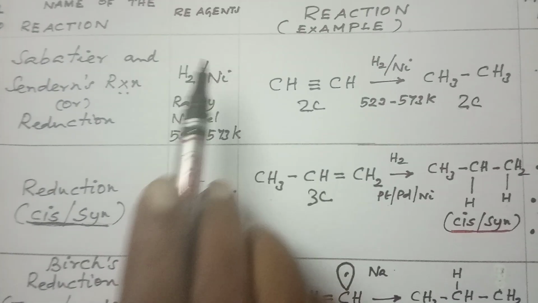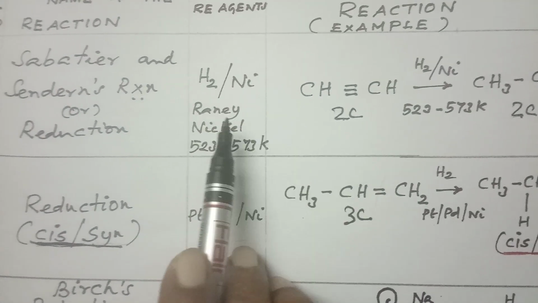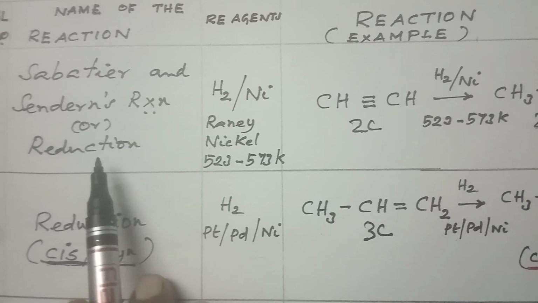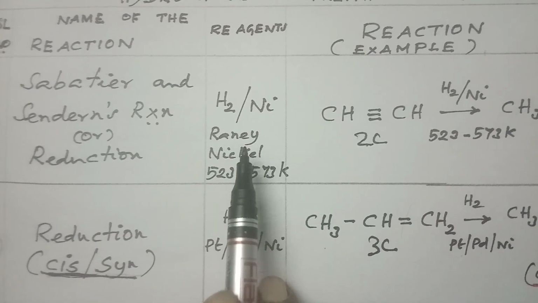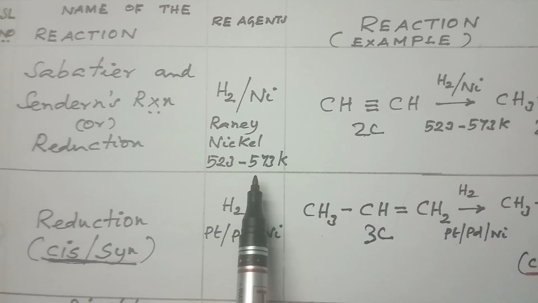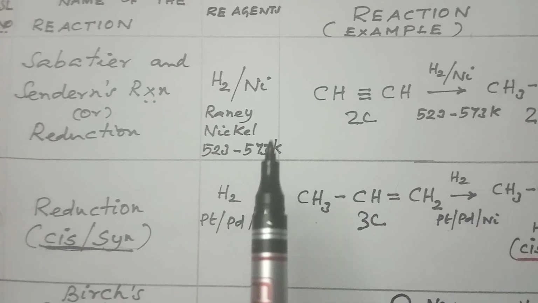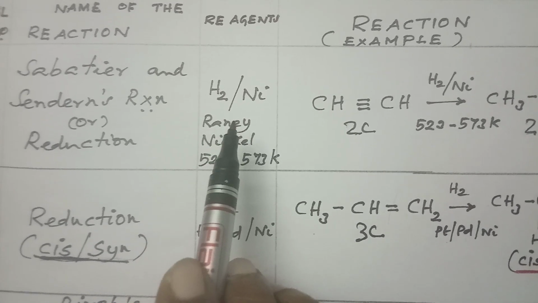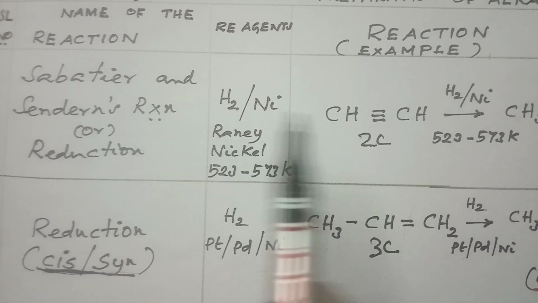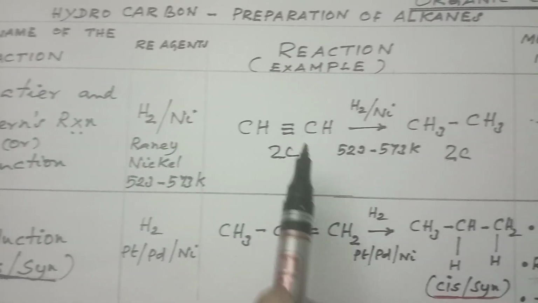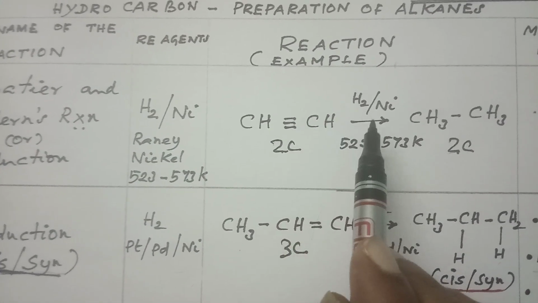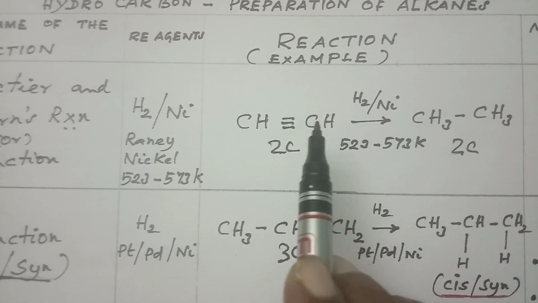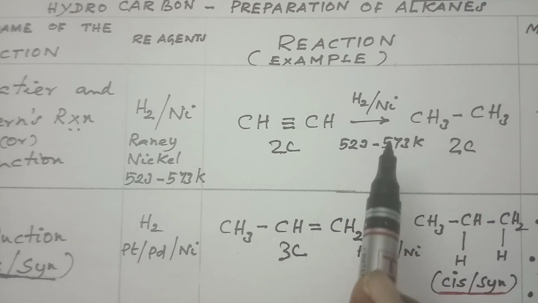What is the reagent? It is hydrogen in presence of nickel. It is called the Sabatier and Senderens reaction, or it is the reduction. The nickel is specially called Raney nickel. The temperature is higher. If it is this reagent, your mind should think about Sabatier Senderens and what the condition is. A reaction example is given: triple bond changes into double bond and then single bond, that is, ethane from ethyne. So you have to keep this reaction in mind.